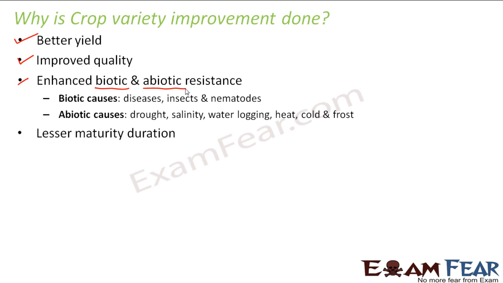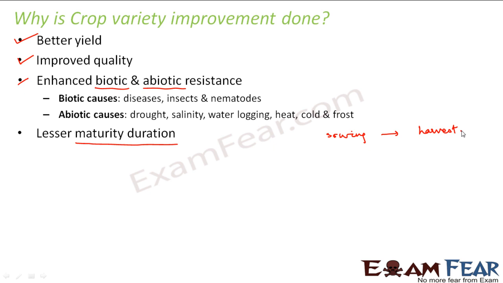Correct? Okay. Lesser maturity duration. So what is maturity duration? What do we mean by maturity duration? It is the time from sowing to harvest. You know, sowing is when you actually sow the seeds of a plant. So you are just putting the seeds of the plant, right? That is the starting phase of a plant.